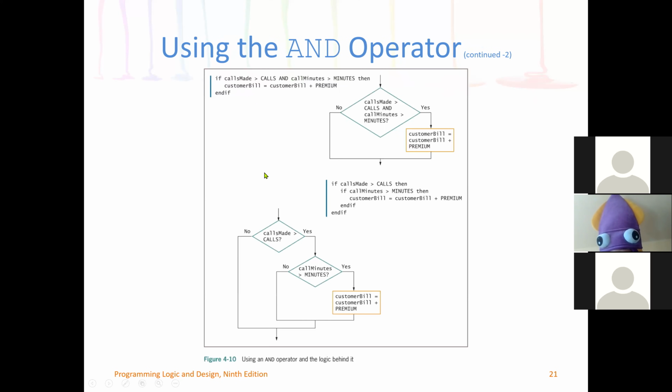So this is an example now. We can see the first one, we are using the AND operator. So here we say if calls made is greater than calls and calls minute is greater than minute. This will run very fast because we have only one condition. If the condition is true, do something. If it's false, don't do anything. It's better than writing the nesting if. You write one condition, if it's true, then you write the second condition.